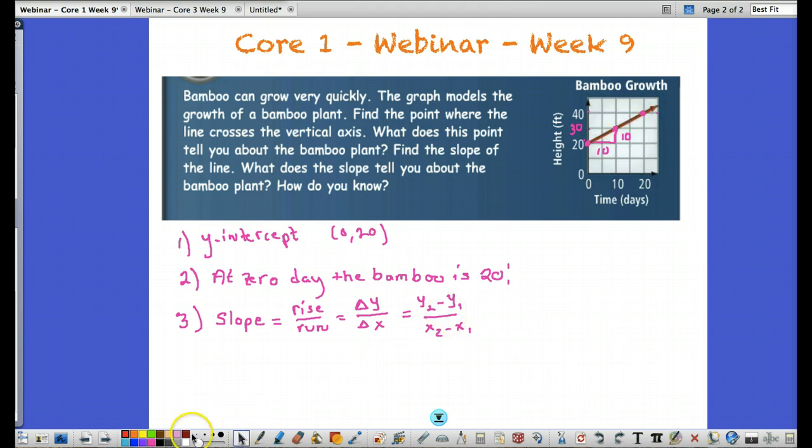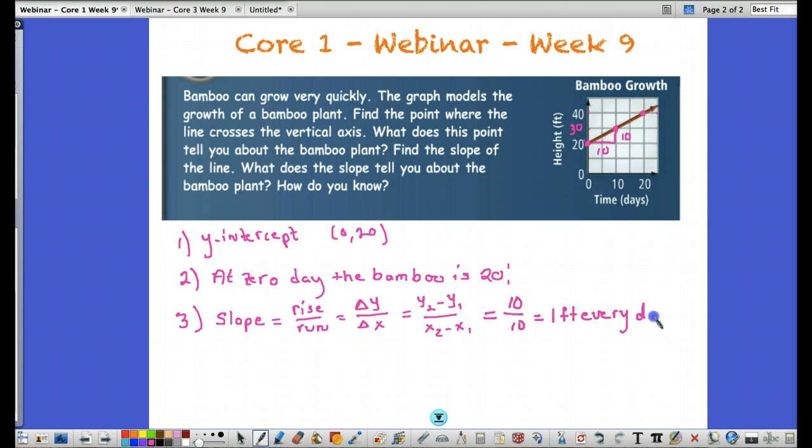Okay, so if I think about my slope then for this, what would I put up on the top for my y? How much did I go up? 10, good. And then how much would I put for my x? How much did I go over though total? How many days? 10, good. So you guys, here's how the slope is, right? 10 divided by 10 is just 1. So it went up 1 foot every day. It grows 1 foot every day.